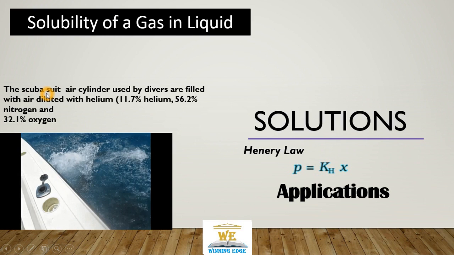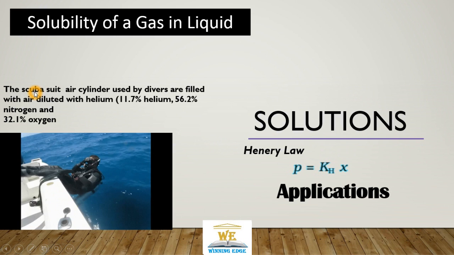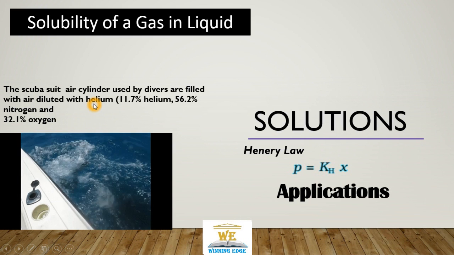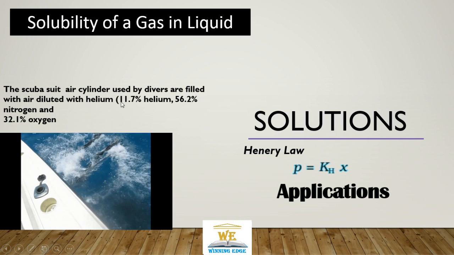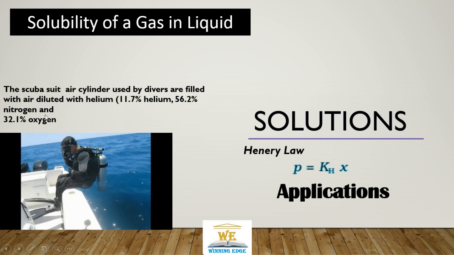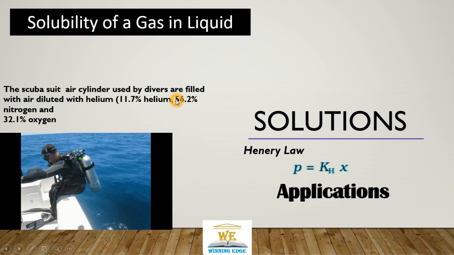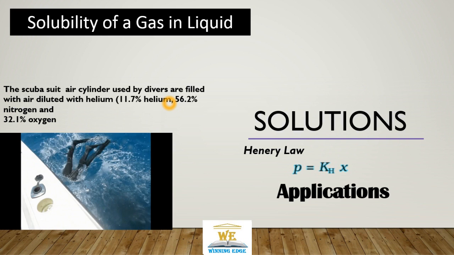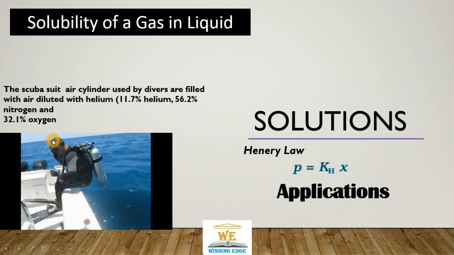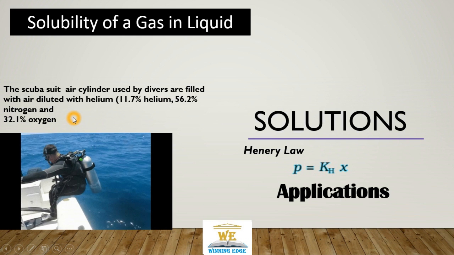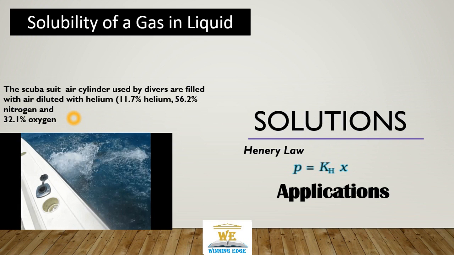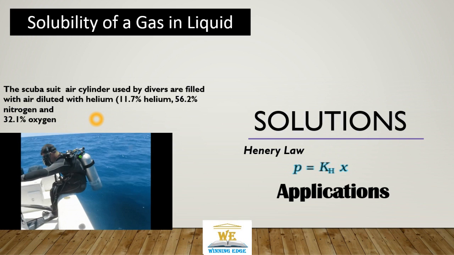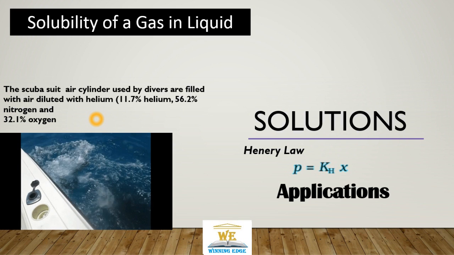Another example is scuba diving. We know scuba divers use air cylinders that are filled with air diluted with helium: helium is 11.7%, 32% oxygen, 56% almost nitrogen. Why is it done? The reason is fairly simple. We do it because we know under the water there is a high pressure on scuba divers, and under high pressure more and more gas will be dissolved in their blood.